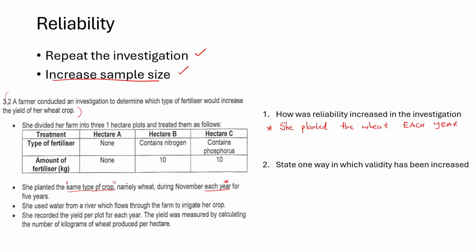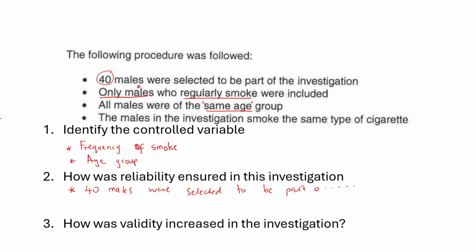But if they say state one way in which validity has been increased, you're just going to say that the same type of crop was planted. The same type, as long as there's the word same. The word same most of the time says it all. The same type of crop was planted. So this ensures validity. So validity of the investigation is always ensured by controlling something or by keeping something constant. Whenever you see the word same, just know that they're talking about validity.